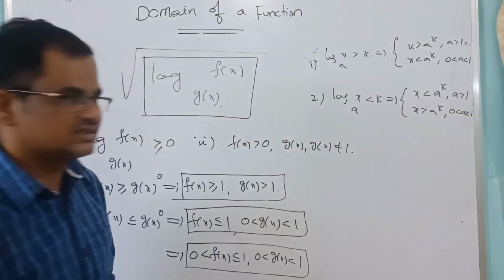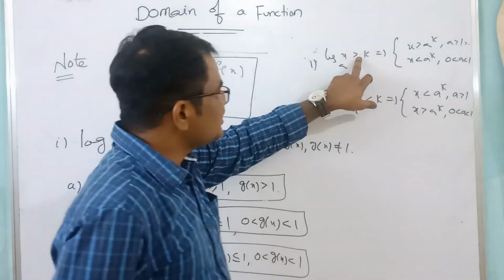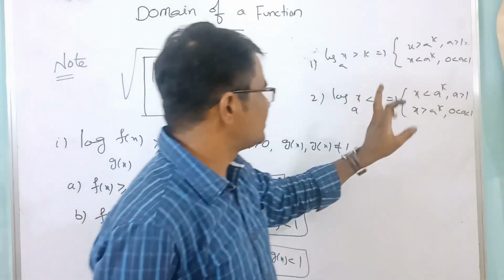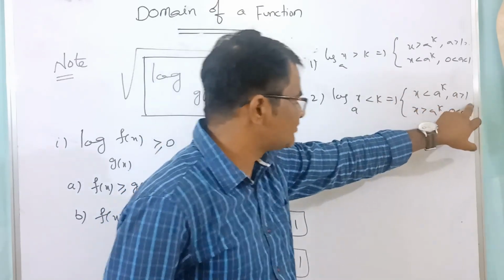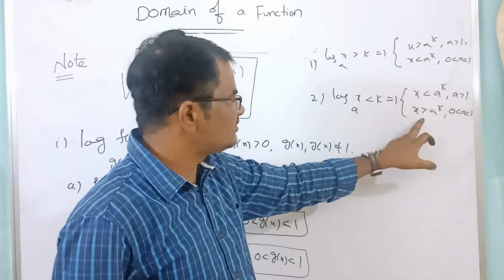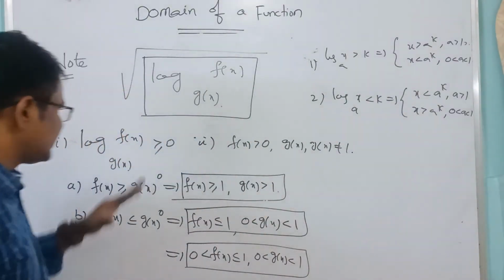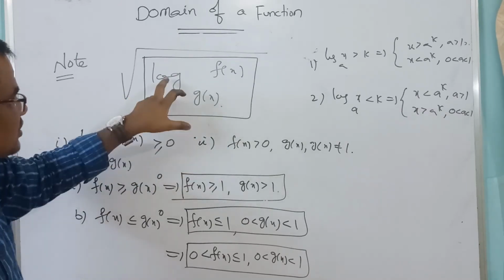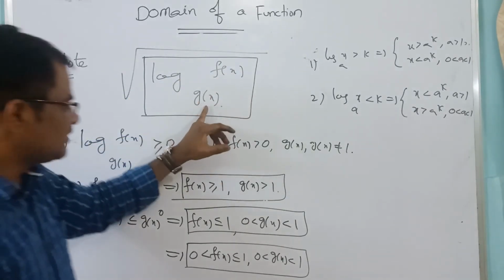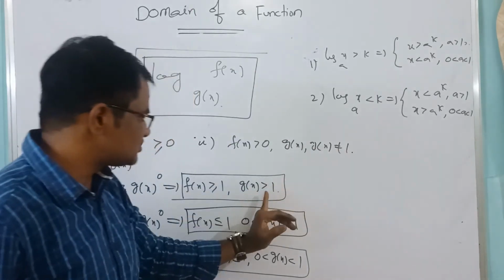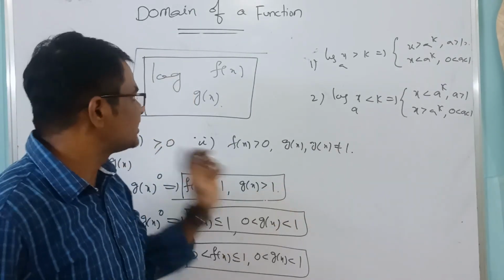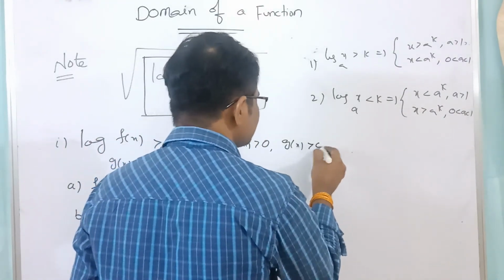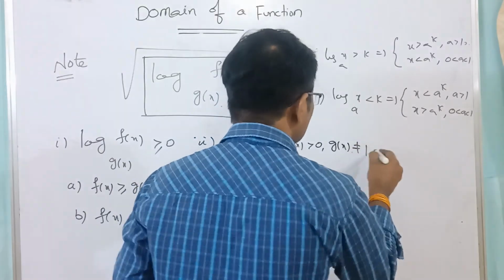By these two conditions, the inequality does not change when a is greater than 1. The inequality will change when 0 is less than a less than 1. If a is between 0 and 1, then the inequality will change, right? Now by that only, we first took under root value greater than or equal to 0. And since log is there, definitely g of x is not equal to 1. So that's why g of x greater than 1 we have taken. And g of x is greater than 0, g of x not equal to 1.